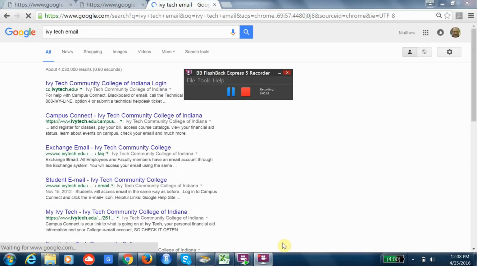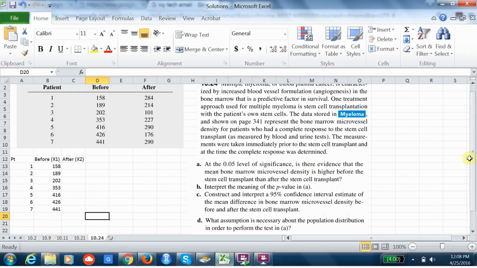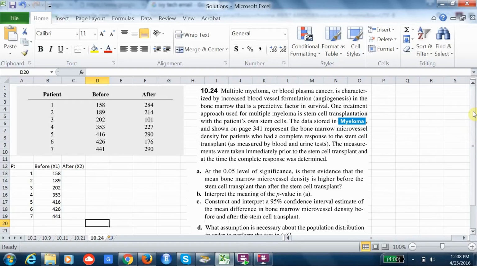Okay, so let's go ahead and look at the last problem. It's a problem about multiple myeloma. This is a blood plasma cancer, and it's characterized by increased blood vessel formation, angiogenesis, in the bone marrow that is a predictive factor in survival. One treatment approach used for multiple myeloma is stem cell transplantation with the patient's own stem cells.